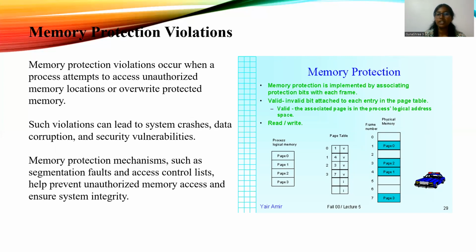What are memory protection violations? Memory protection violations will occur when multiple processes attempt to access unauthorized memory locations or to overwrite a protected memory. Mechanisms such as segmentation faults and access control lists will help prevent unauthorized memory access, and also it will ensure the system integrity.